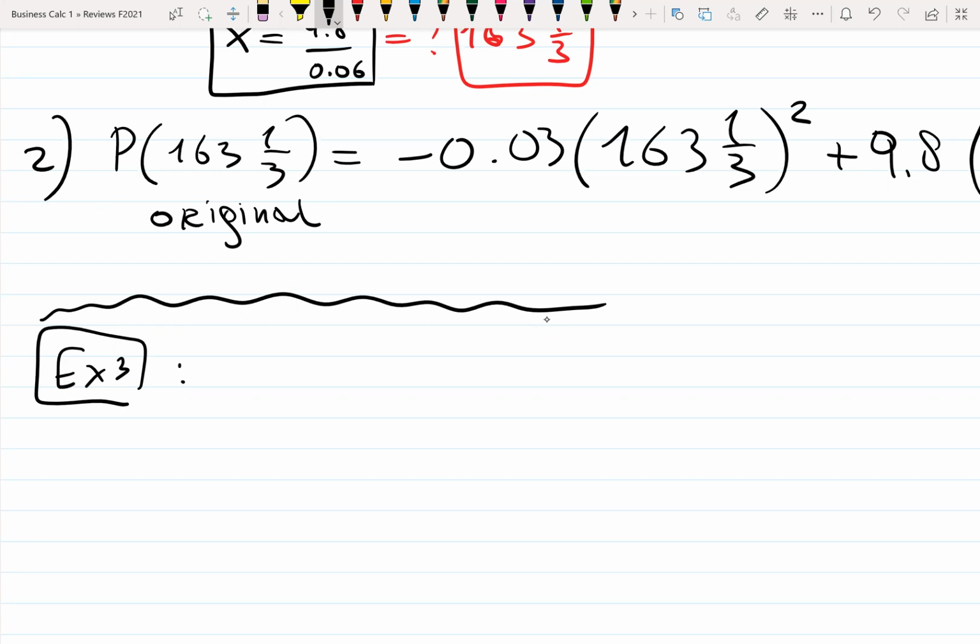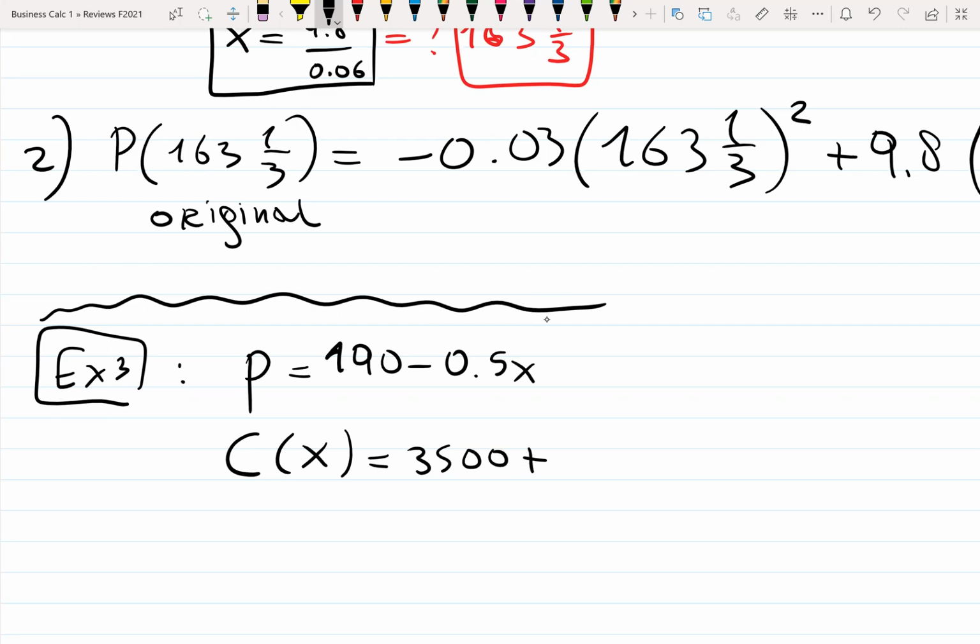Final exam review. It's a long backstory, so I skip all the background of that. I can see that they talk about company, closing firm, and whatever. And I see equations. Yay. P is 190 minus 0.5x, and then x is always producing something, in this case, suits. Cost is given: 3500 plus 0.75x squared. And that's all they give you.